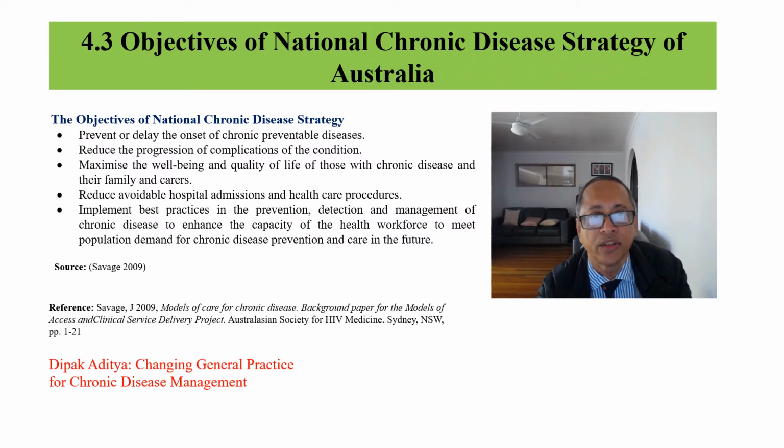National Chronic Disease Strategy of Australia. The objectives of the strategy are preventing or delaying the onset of chronic diseases, reduce progression, maximize well-being, reduce hospital admission, and implement best practices in the prevention, detection, and management of chronic diseases.